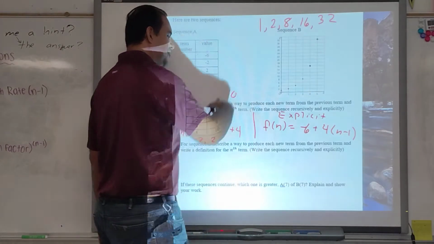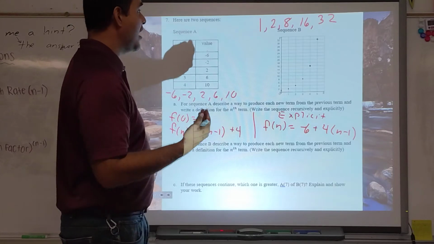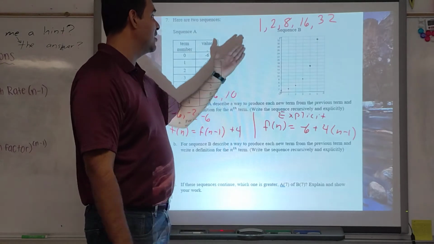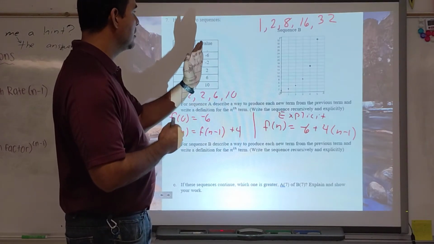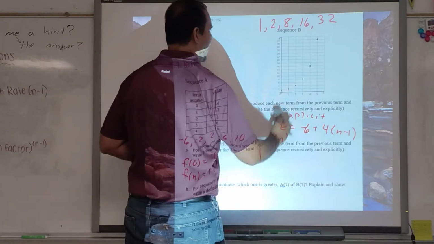So what type of sequence do we have there for sequence B? 1, 2, 8, 16, 32. They are getting bigger, but they seem to be getting bigger faster. I'm guessing it's going to be geometric, and 1 times 2 is 2. 2 times 2, I missed the term there. 2 times 2 is 4. I actually skipped the term.